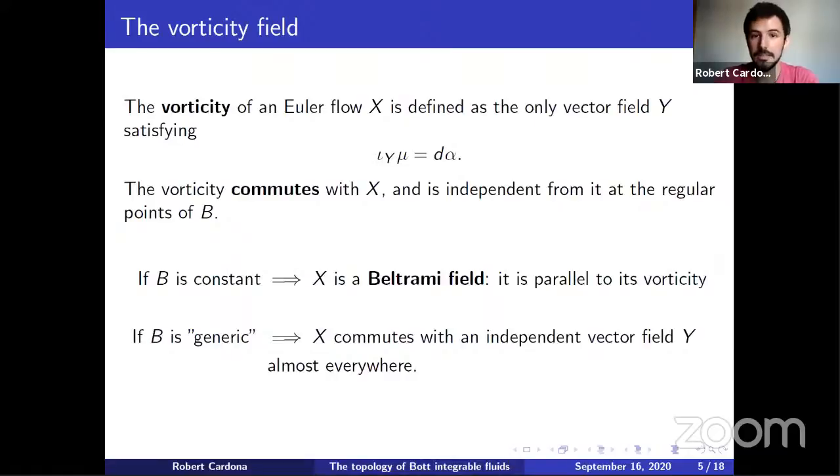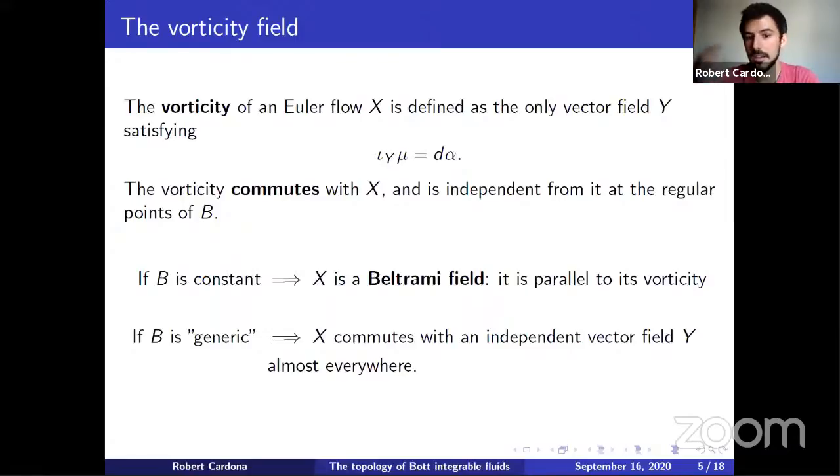And the other case, which is the contrary, would be if B is generic. And by generic, I mean that the critical level sets are of zero measure, let's say. For instance, if B is analytic, if B is Morse-Bott, then what happens is that almost everywhere, X commutes with another vector field, which is the vorticity.